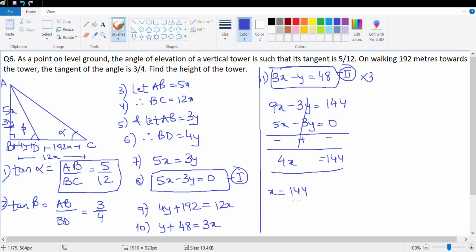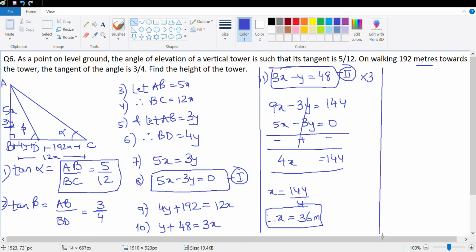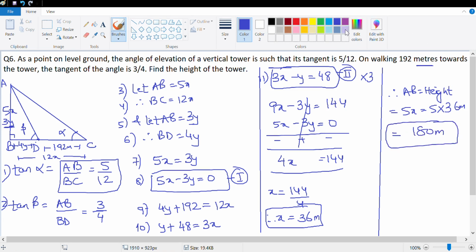X would be 144 upon 4. Therefore, x is equal to 4 into 3, 12. That's 24. So that's 36. So x is equal to 36. We need to find the height of the tower. It is given in meter. So 36 meter, which means therefore AB, which is the height, is equal to 5x, which is 5 into 36 meter. That's 150 and 30, 180 meter. Perfect. So the height of the tower is 180 meter.